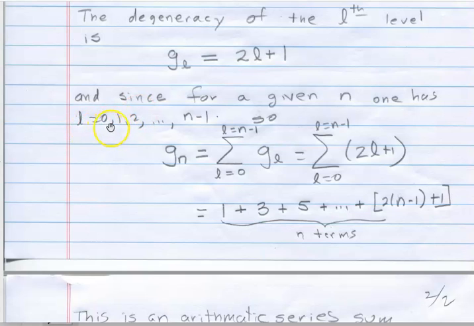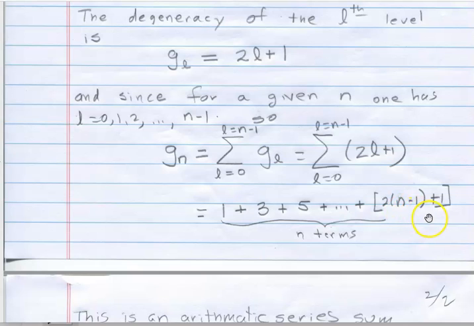L goes from 0 all the way up to n minus 1. So I need to sum up all of these from L equal to 0 up to L equal to n minus 1 for a given n. And since G sub L is 2L plus 1 from the previous, we get this. And if I write that out, what it looks like is this. When L is 0, I get 1. When L is 1, I get 3. When L is 2, I get 5. So this just keeps going.